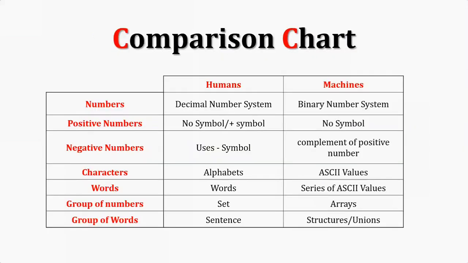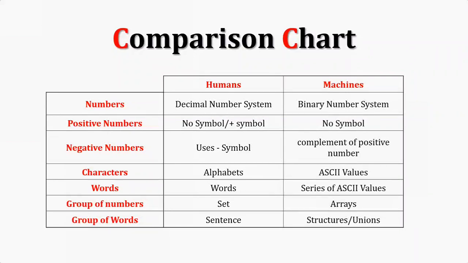Machine takes only data, and we need to understand how this particular machine will take the data. So I am giving a comparison chart between humans and machines, where we can pop up some points, the differences between humans and machines. For example, if you take numbers, humans follow decimal number system, machines follow binary number system.